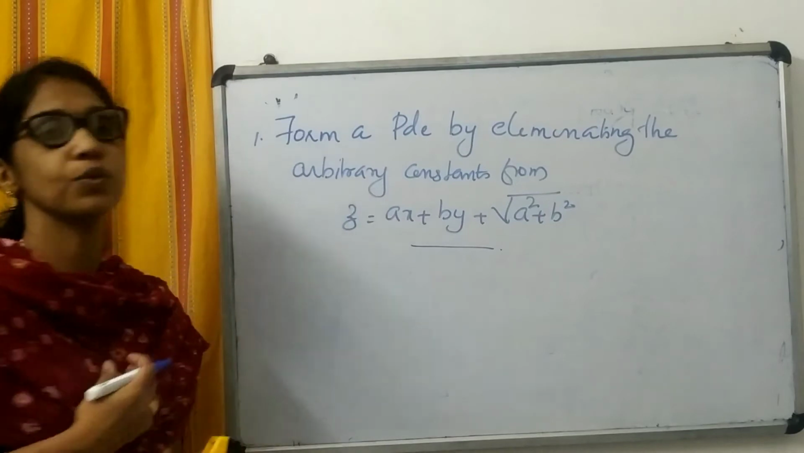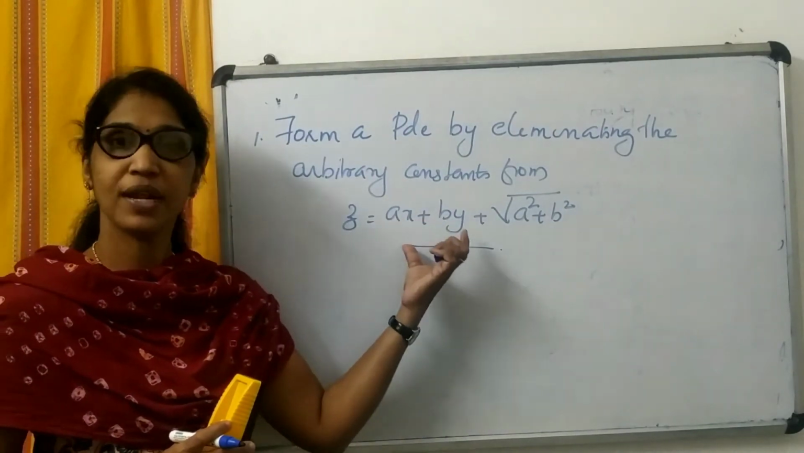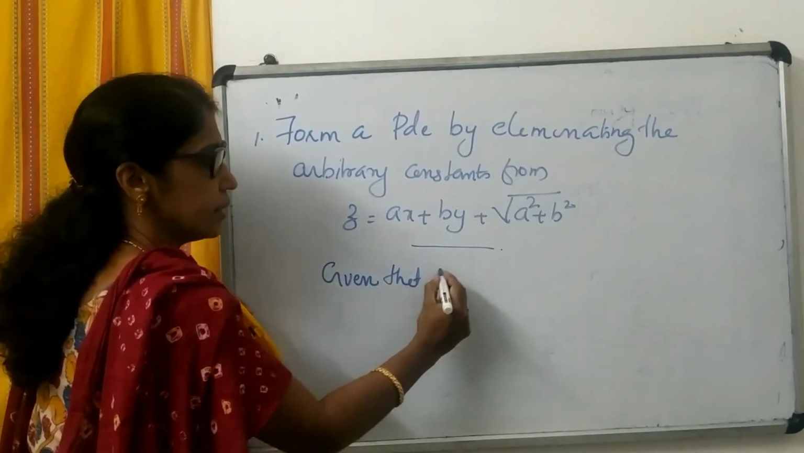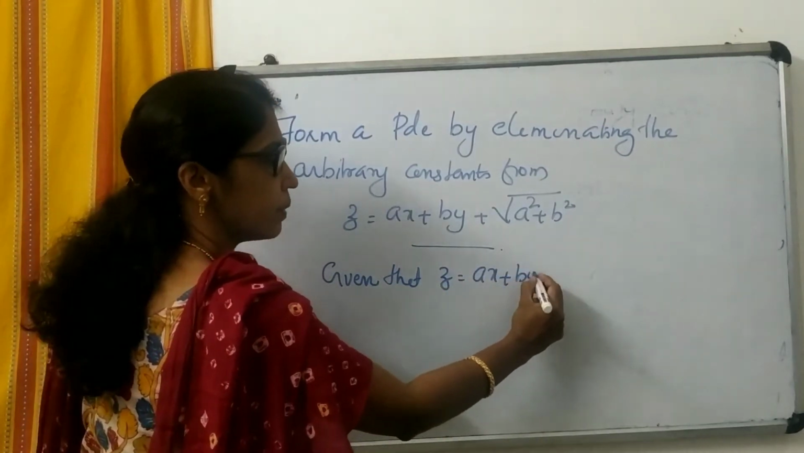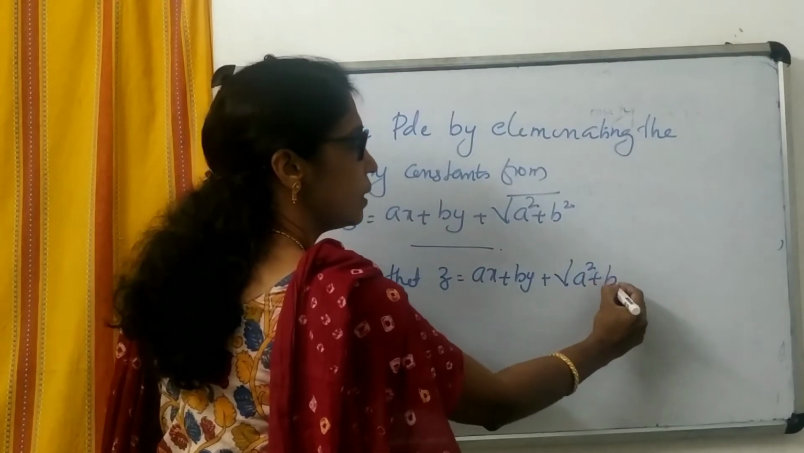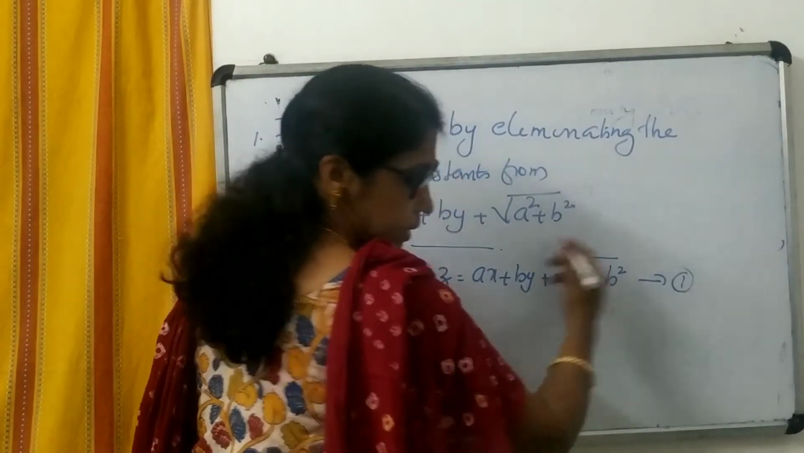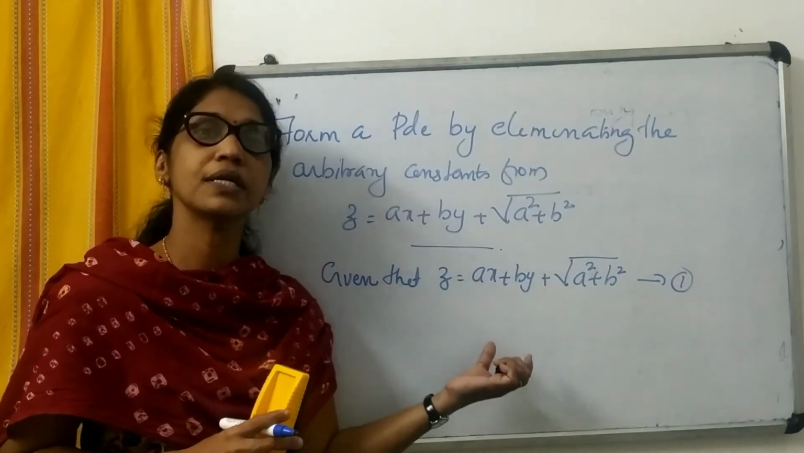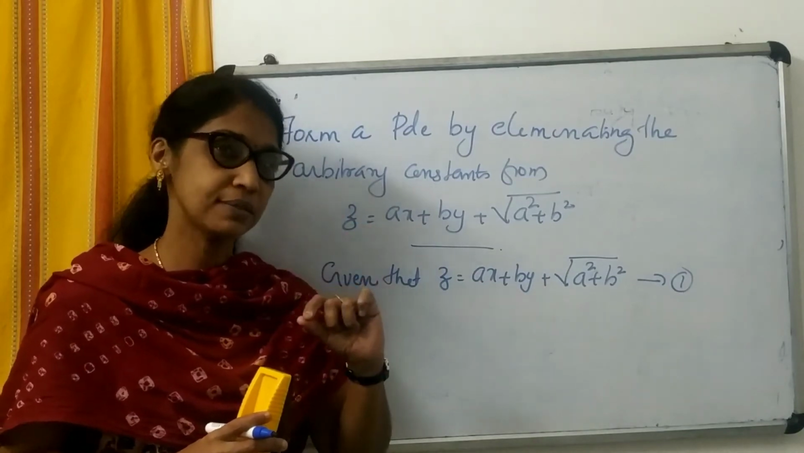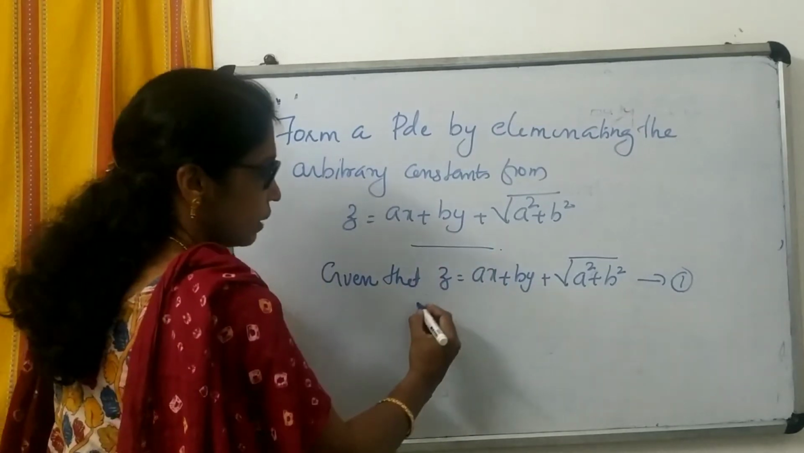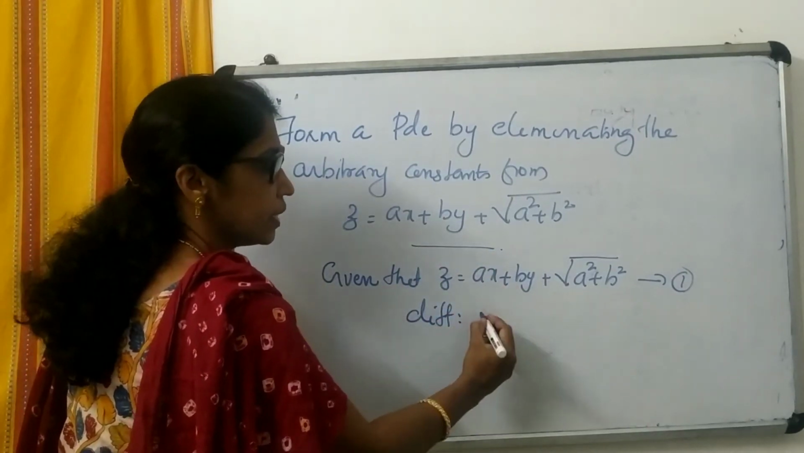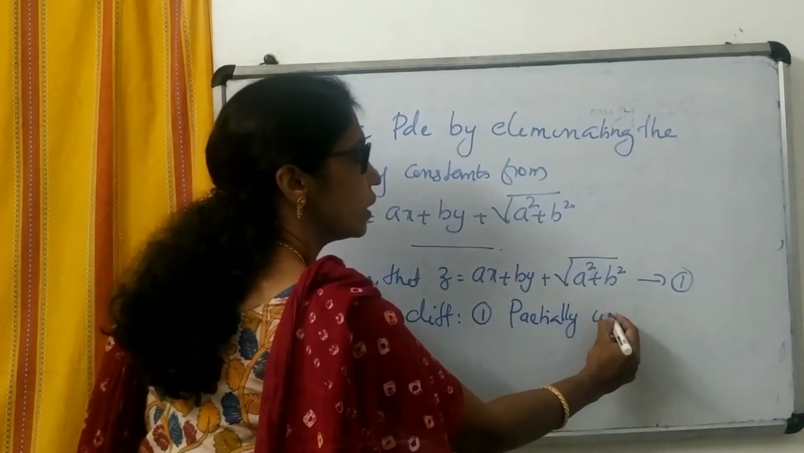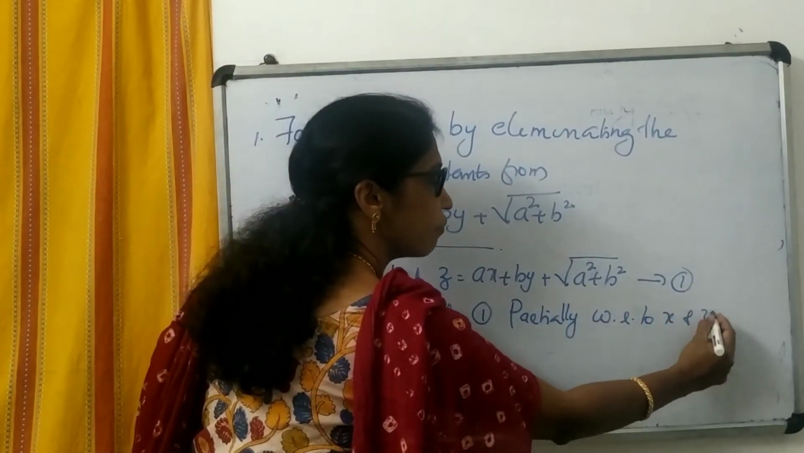How do we solve this problem? First we have to write the given equation. Given that z equal to ax plus by plus root of a square plus b square. Let it be equation number 1. Now we have to differentiate this equation partially with respect to x and y. First with respect to x, then with respect to y.